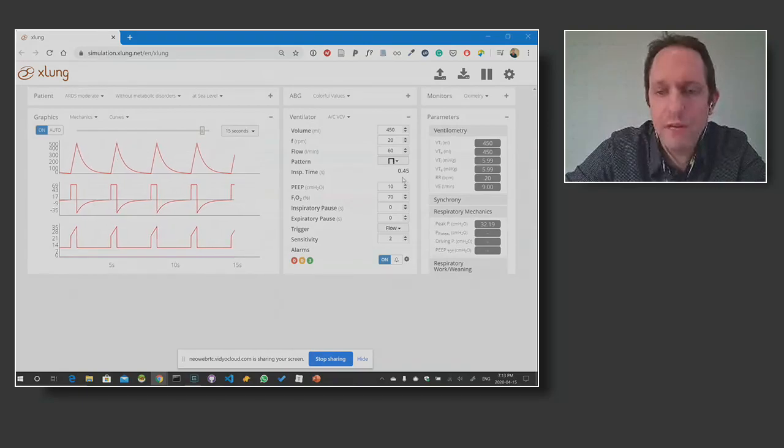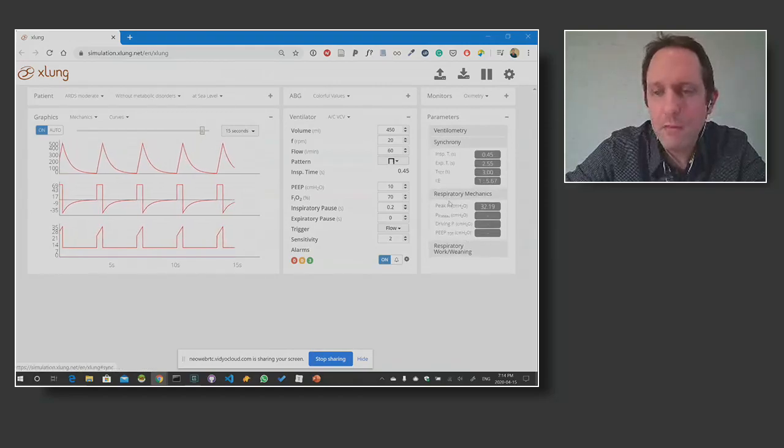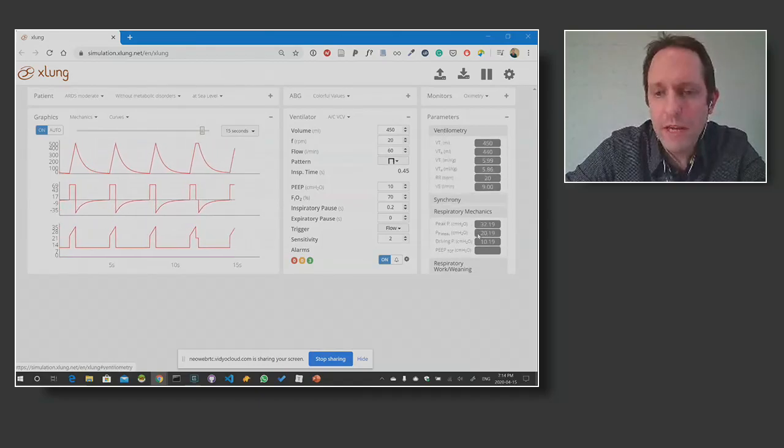Now, with that 0.45, I can now add a pause, 0.2 seconds, and I've just confirmed it. My IE ratio is going to change now that I've added the pause. I have a 1:3 IE ratio. And now you can see my ventilator's plateau pressure. So now I have peak minus plateau, and plateau minus peak is driving pressure.